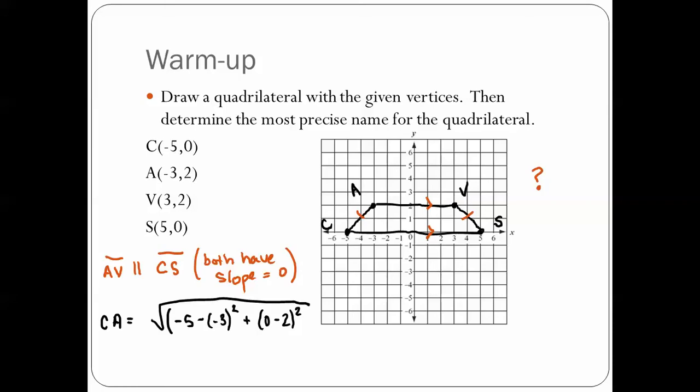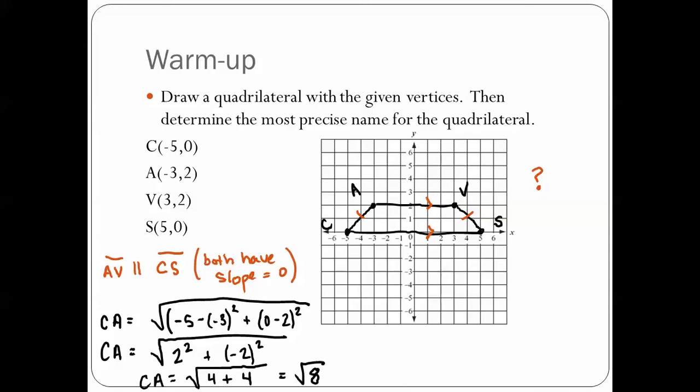So first I'll start by finding CA. I'm going to plug the x1, y1, x2, y2 values into the distance formula and then carry out my calculations. I get CA equals the square root of 2 squared plus -2 squared. Remember, when you square a negative, it becomes positive. So this is CA equals the square root of 4 plus 4, which is the square root of 8, which we know how to simplify to 2 root 2.